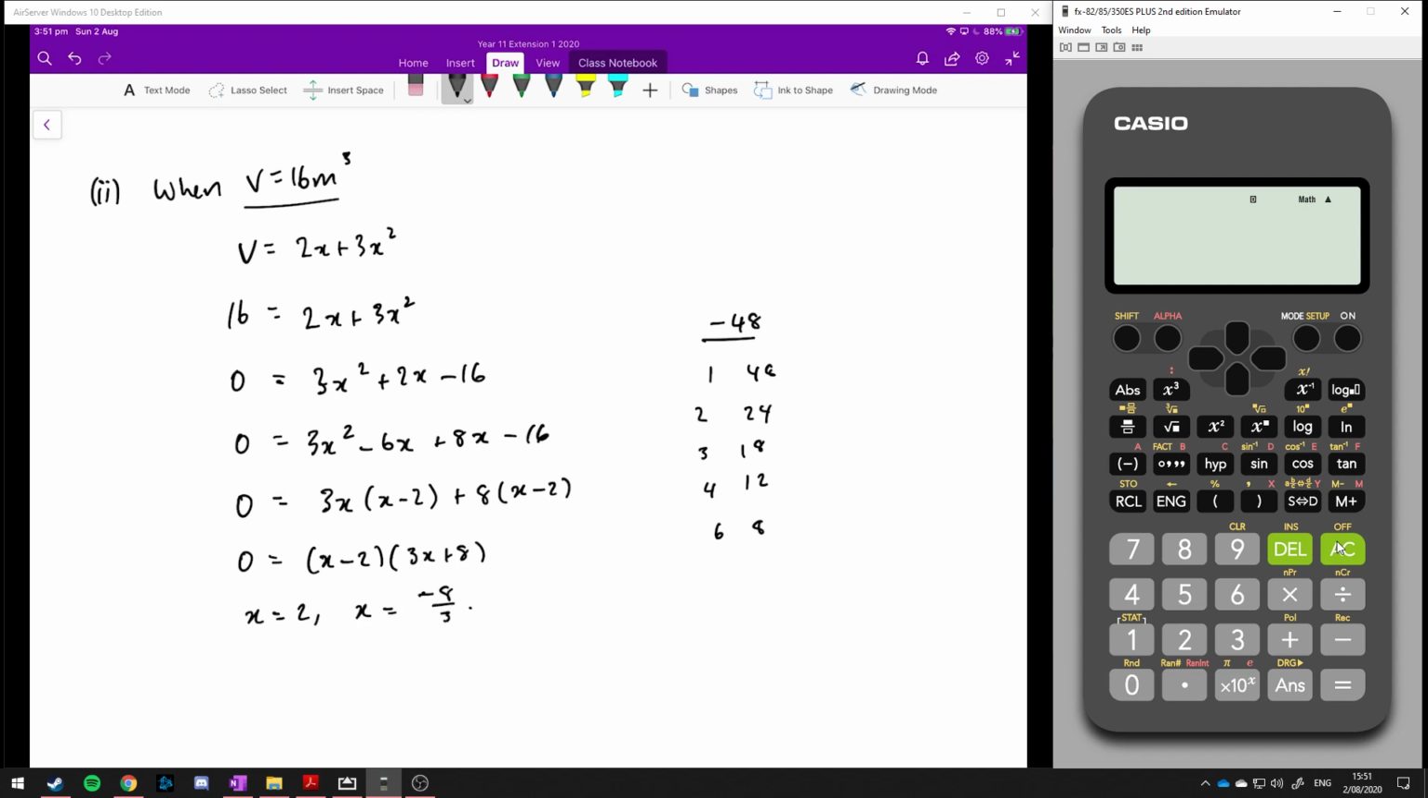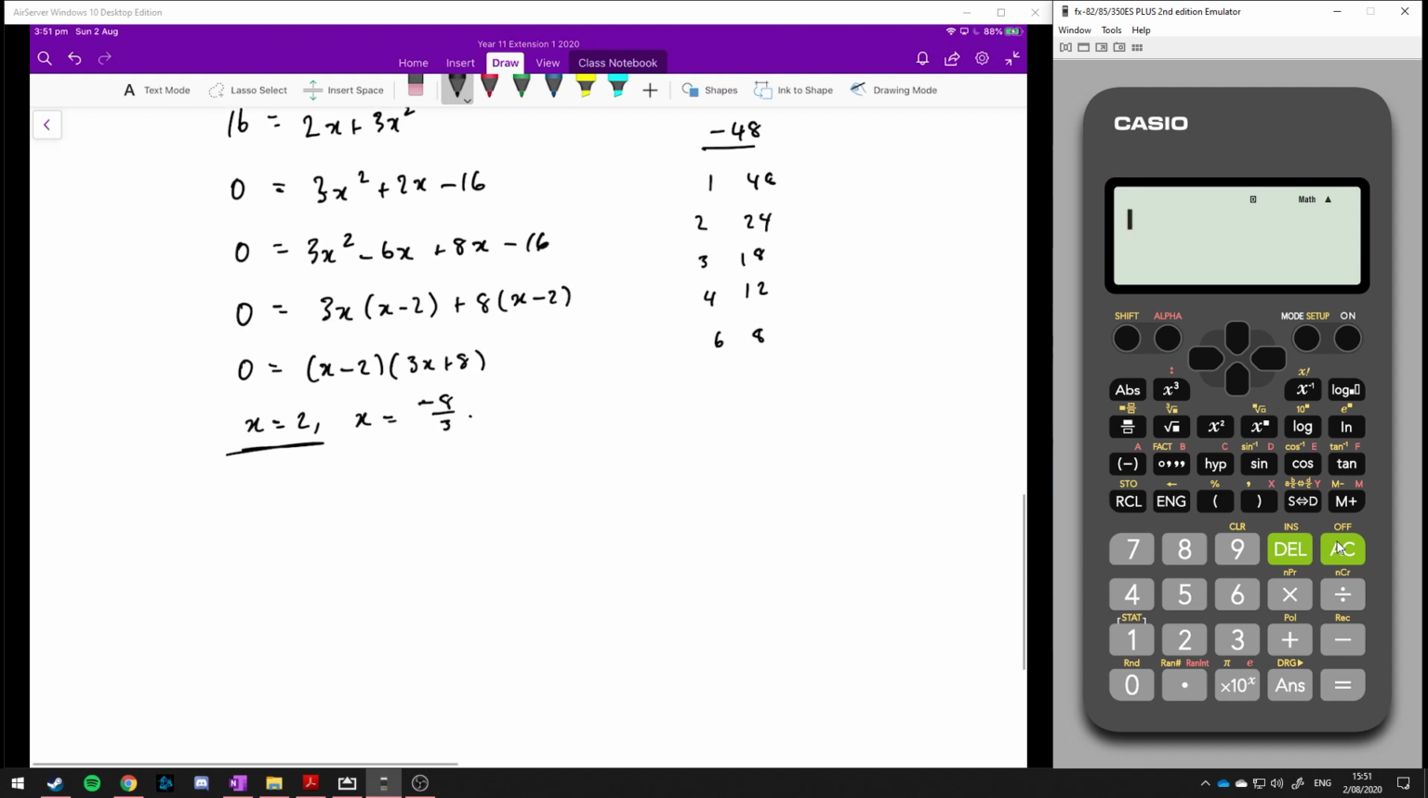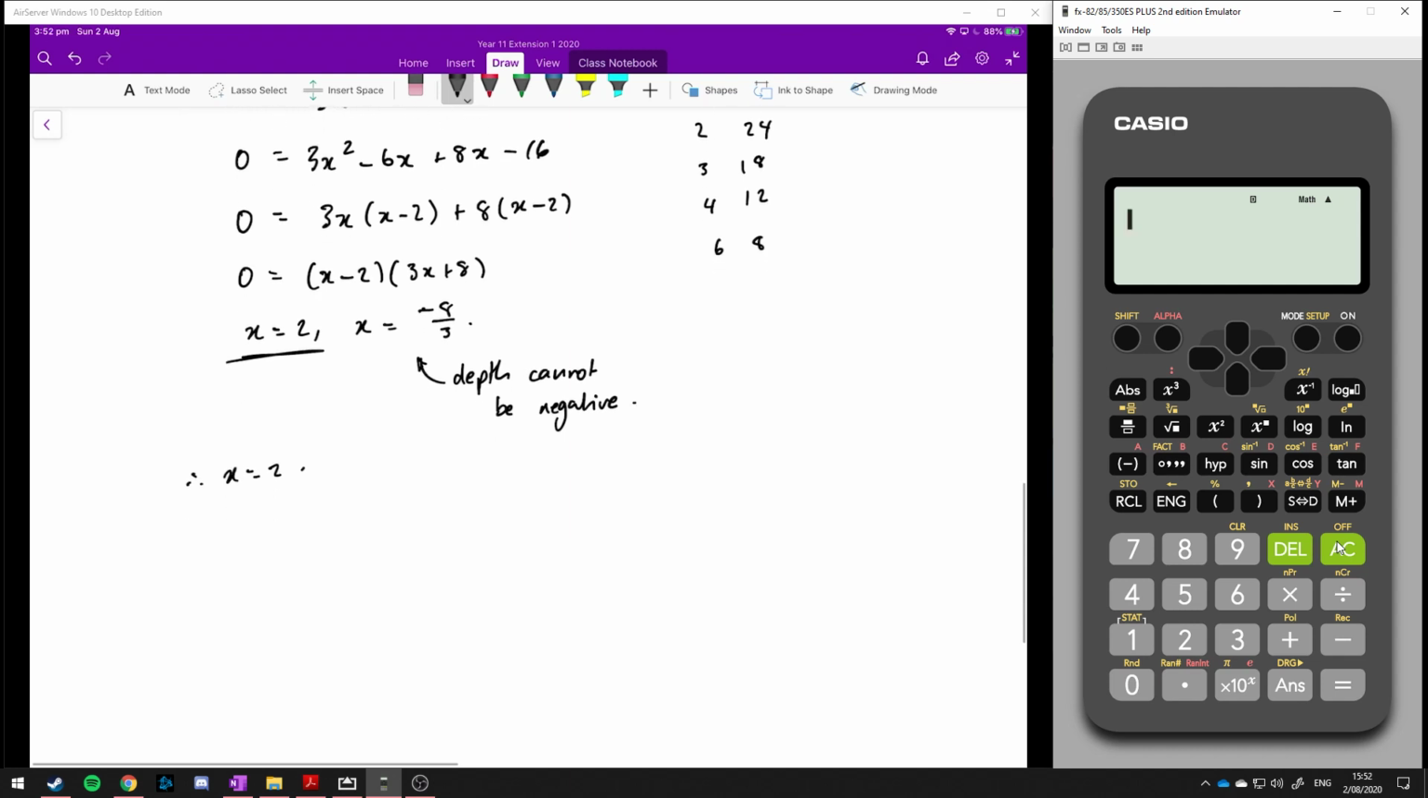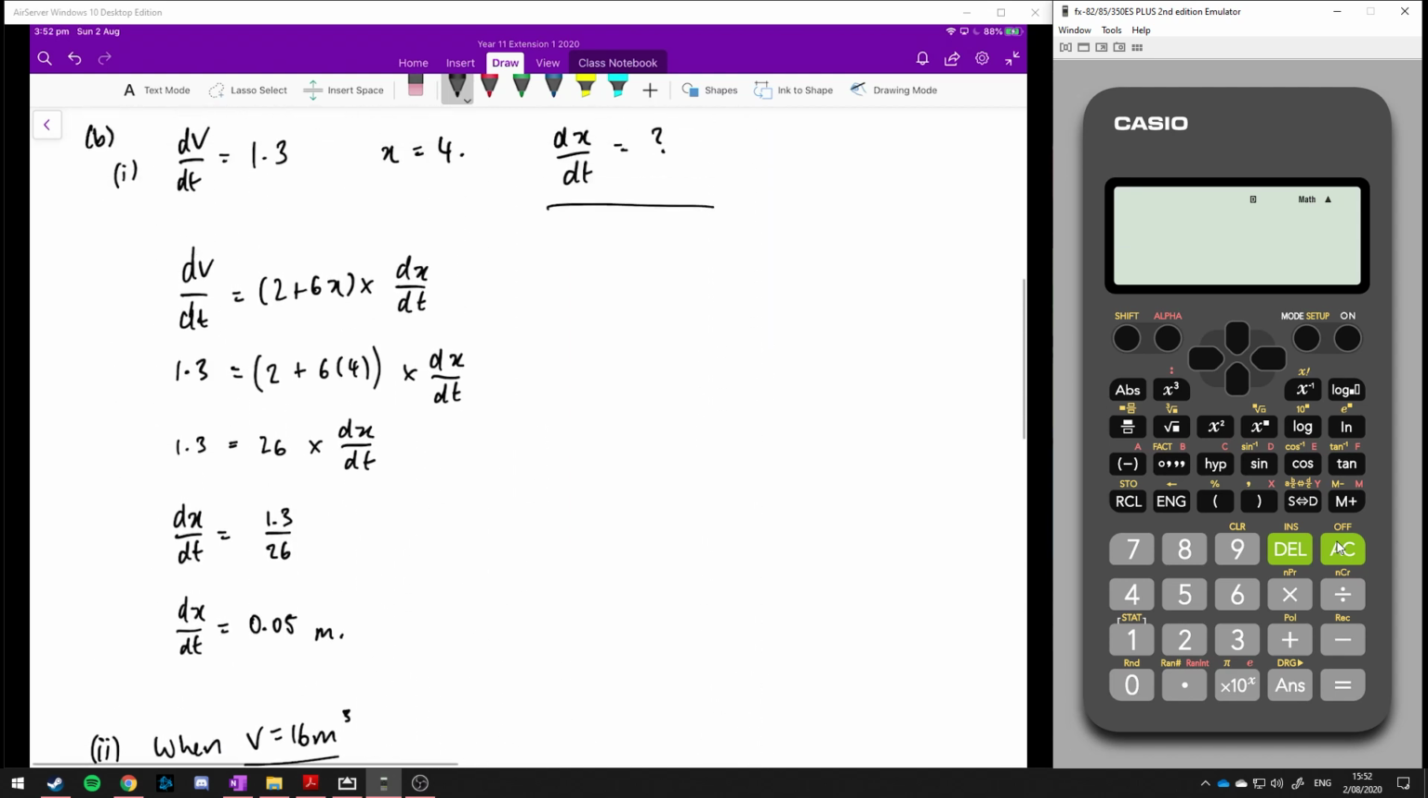Now, because we're looking for the depth when the volume is equal to 16 meters cubed, we can only have this one here, so the 2 meters, because a depth in this situation cannot be negative. So therefore, we want x is equal to 2. So once we've done that, we're going to substitute into the other equation, so our derivative function.